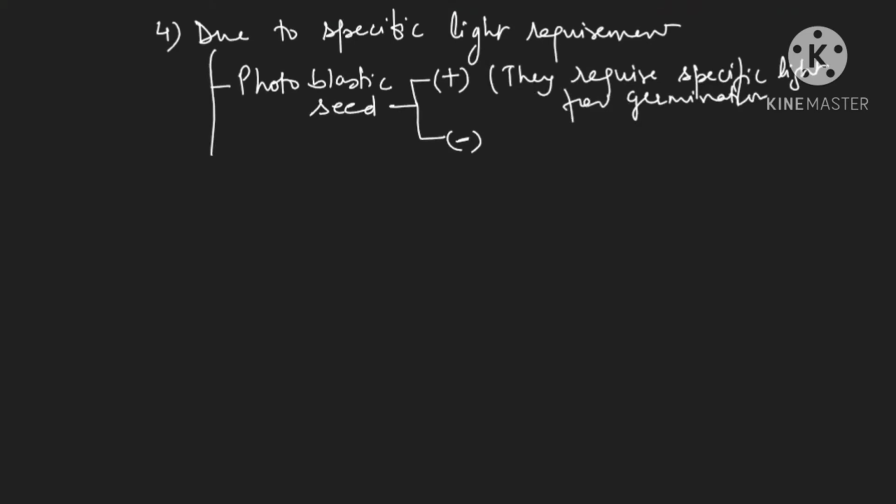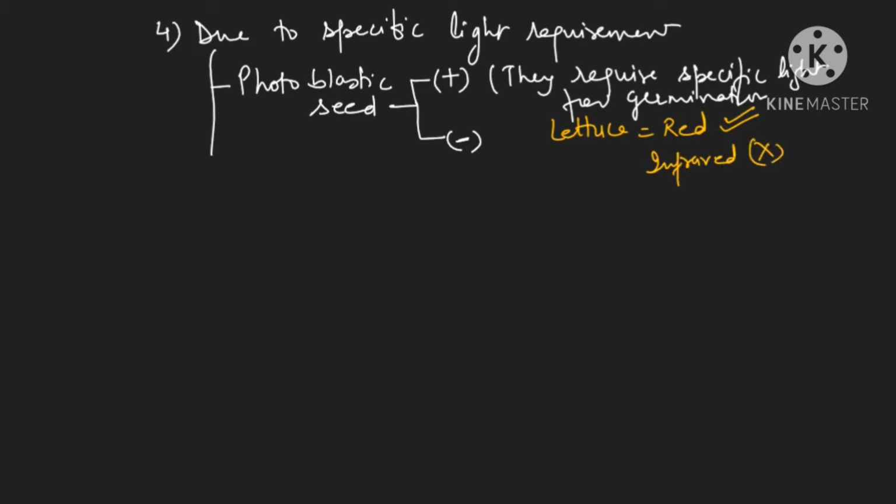Is it clear? Now, you can understand this with an example. One plant is the lettuce. We are finding that red light promotes germination. In the red light, germination goes on. But if you give infrared light, then germination is inhibited.